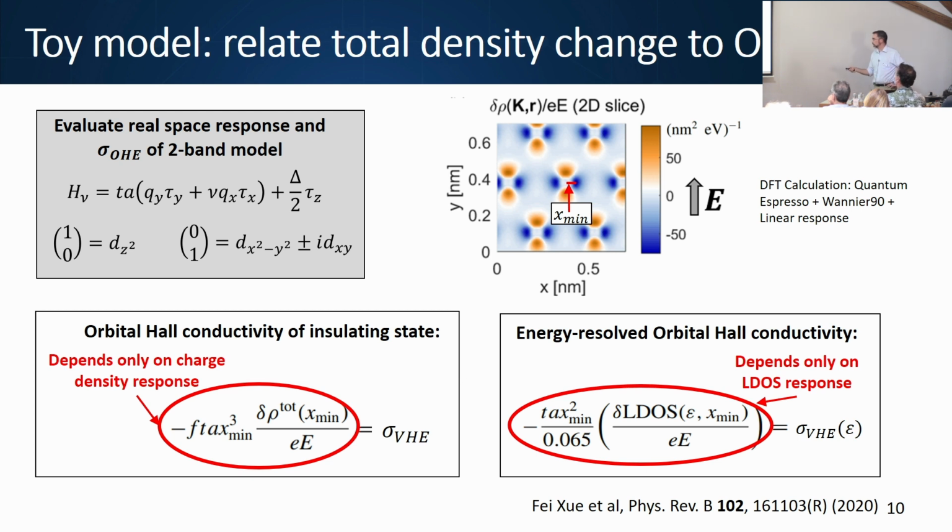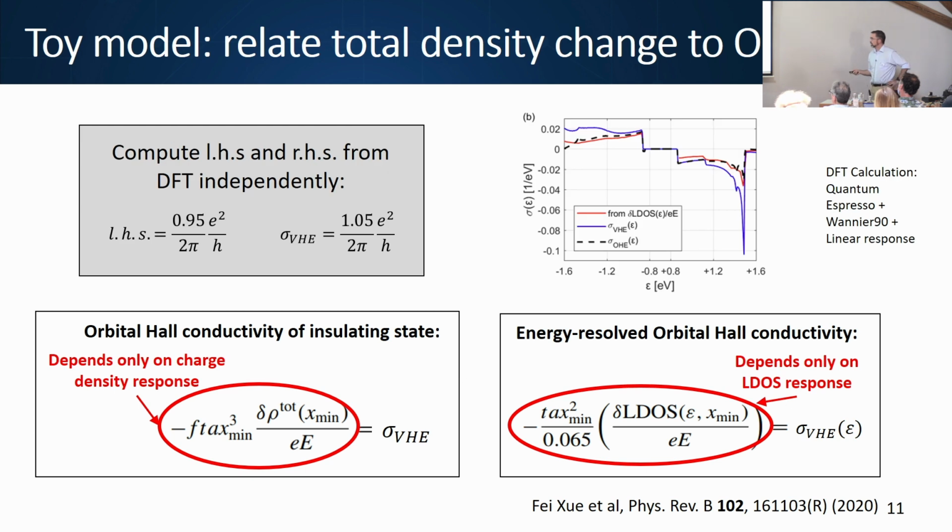You can also make a similar relationship for the energy resolved orbital Hall conductivity. I forgot to mention, this is for the insulating state here. So you can do this energy resolved and get a similar kind of relationship. We can compute these two things with DFT independently, left-hand side and right-hand side. For the left-hand side, I just use the real space picture I showed you, and I get a value of 0.95 over 2 pi. And for the right-hand side, I get a value of 1.05. So they're semi-quantitatively similar to each other.